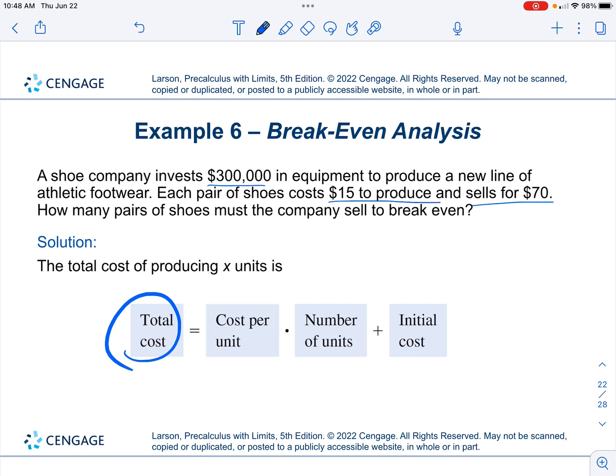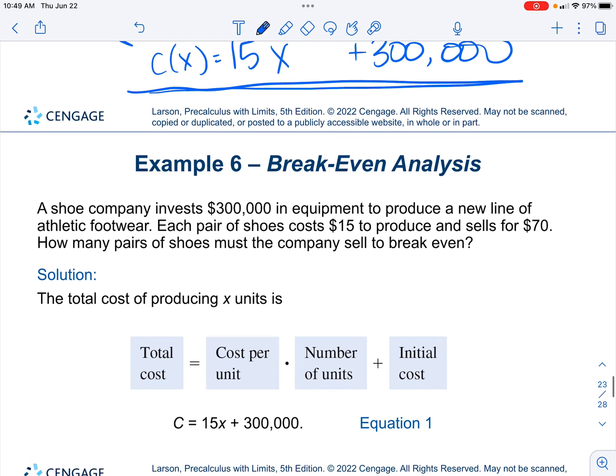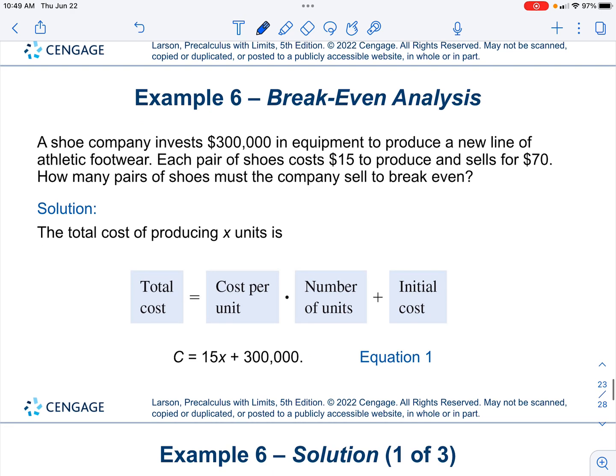So we're looking for the cost. So we want to know how much it costs to produce. It's $15. We'll say the number of units is X and the initial cost is $300,000. So this is going to be what I call C of X, or even just C. But this is going to be my cost equation. Depending on the number of units, this is what it costs to produce them. Here it is typed out.